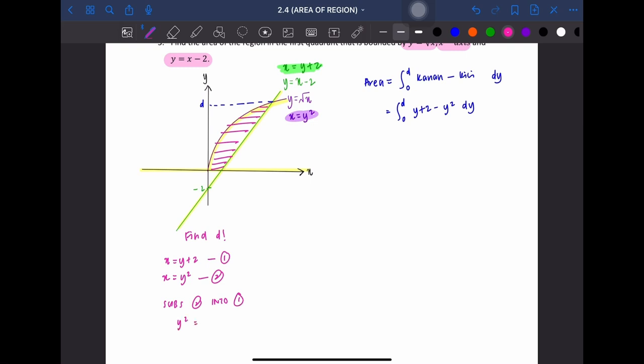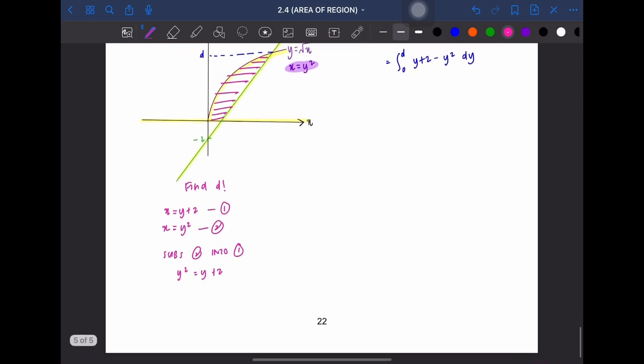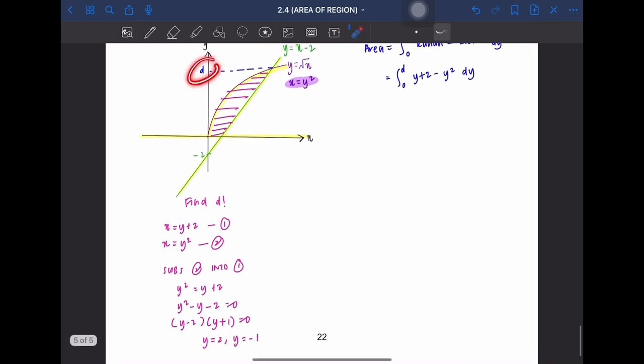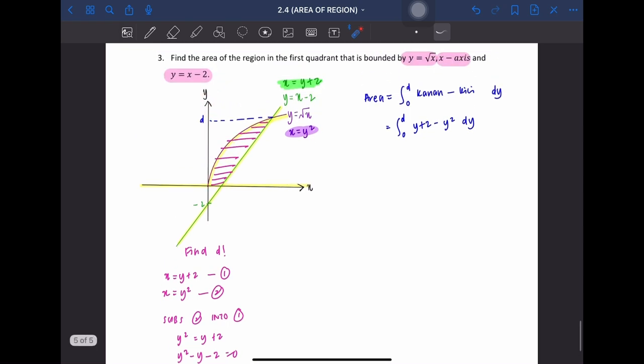So y square equal to y plus 2. So y square minus y minus 2 equal to 0. Inserting into the calculator, we get two factors, y minus 2 and also y plus 1. So we get two values of y. The first one is 2 and the second one is negative 1. Obviously here it is 2 because this is the positive part of the y-axis. So our d is 2.